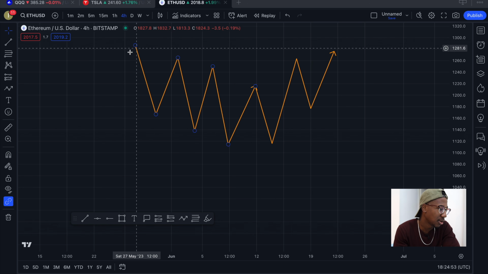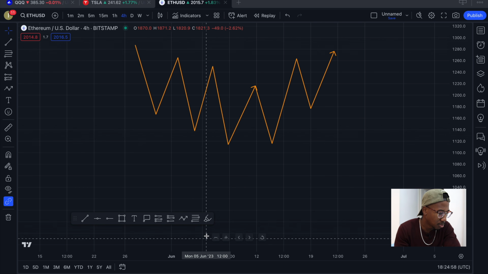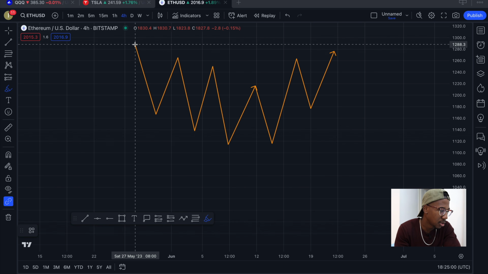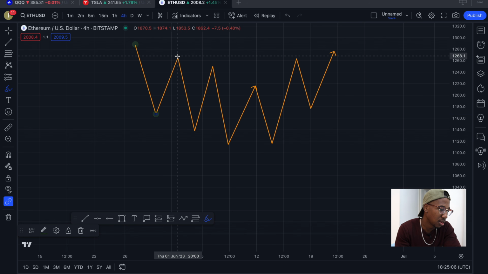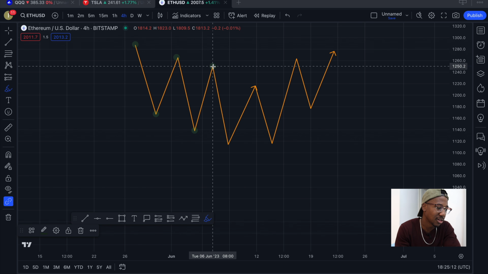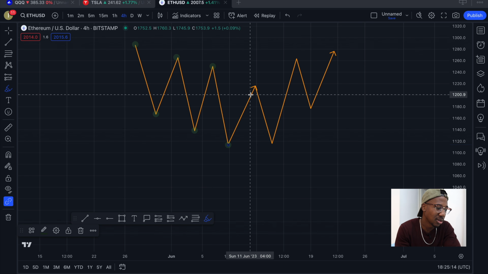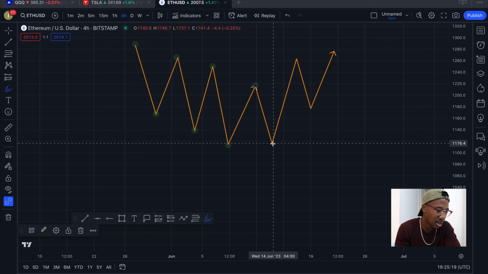All right, so without further ado, I am going to get the marker tool, and as you can see up here, we have a high, we have a low, we have a lower high, and a lower low. As you can see, these lower highs and lower lows show that we are in a downtrend. And another lower high. And then right here, we have something that is a little bit different. We have a higher low.